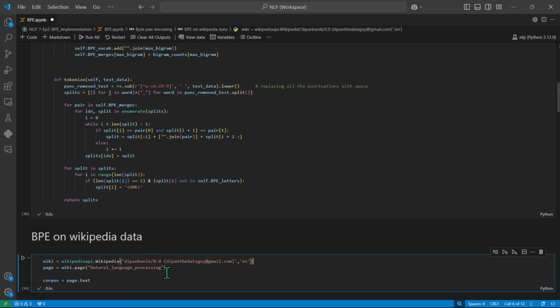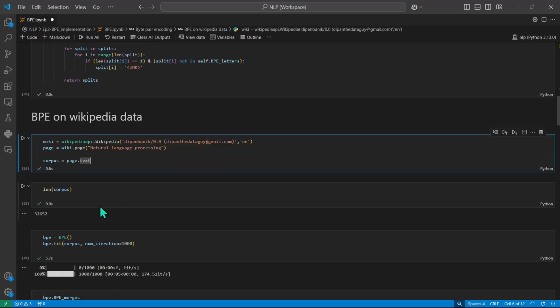So I want to access the natural language processing page, so I'm just giving the name, replacing the space with an underscore, and it is giving me the page link, the HTML page link. Now from there I can just fetch the text attribute, which has all the full textual data in the article, and it will dump that in string format in corpus, right? So now if we take the length of the corpus, we can see that there are 32,652 characters in total. So it's not too large, not too small, kind of in the middle ground.